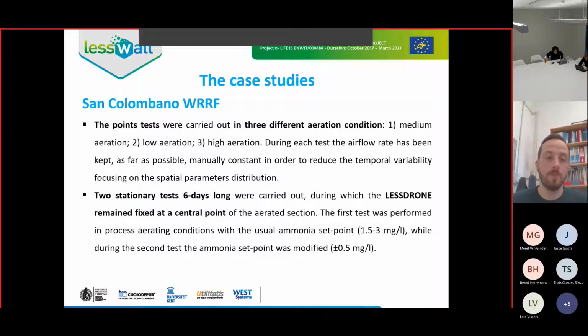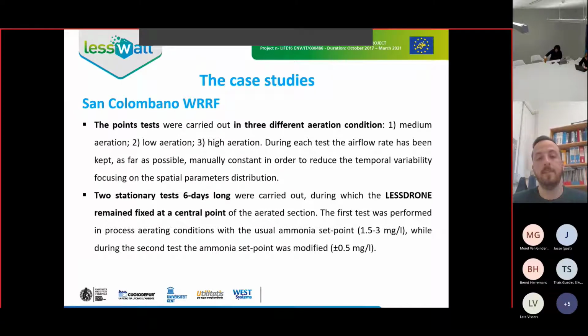Some observations on the point tests. The point tests were carried out in 3 different aeration conditions: medium, low, and high aeration. Instead, the 2 stationary tests, 6 days long, were carried out, during which the LESSDRONE remained fixed at the central point of the aerated section.